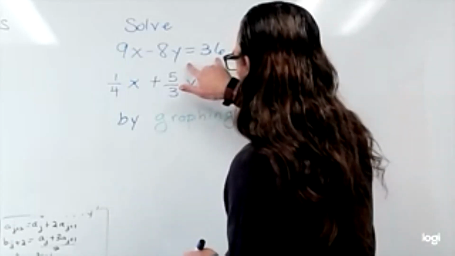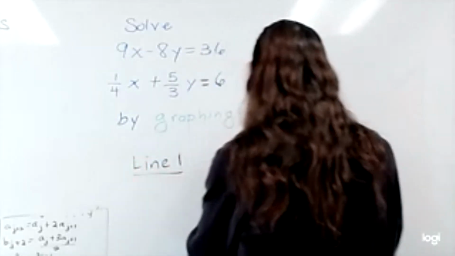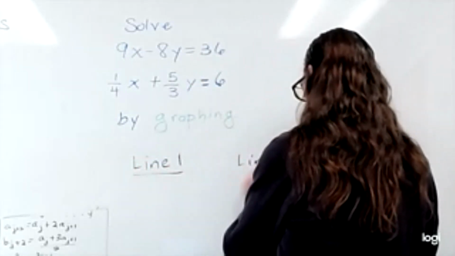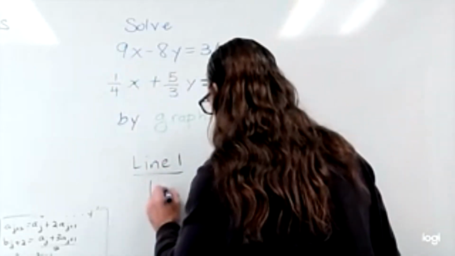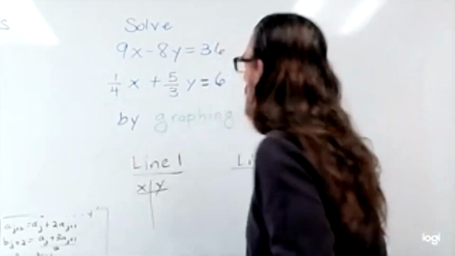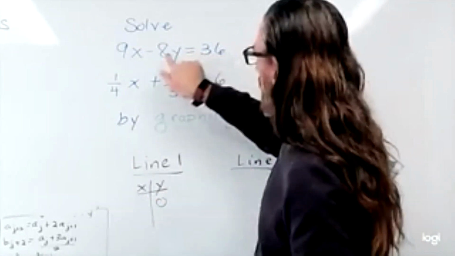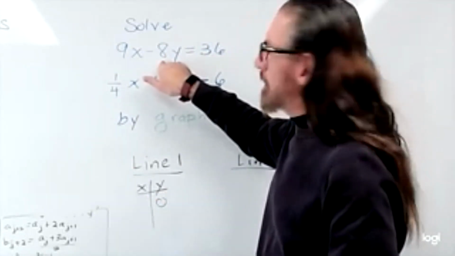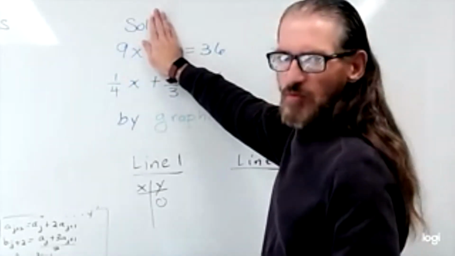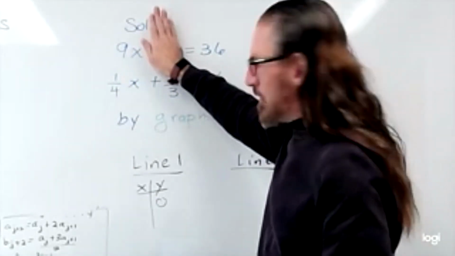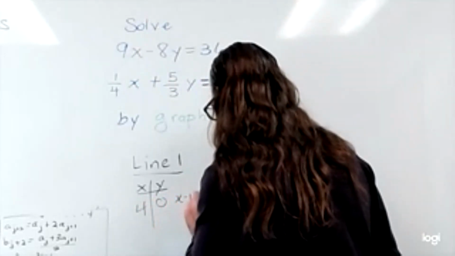So for this first one, if we put in 0 for Y to find the X-intercept, 8 times 0 is 0. 9x minus 0 is 9x. So all you have to do is divide both sides by 9 to get that x is 4. That's our X-intercept for the first line.